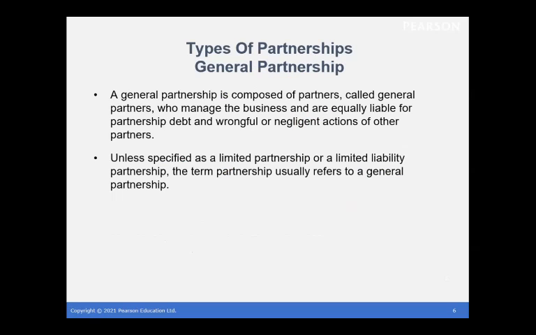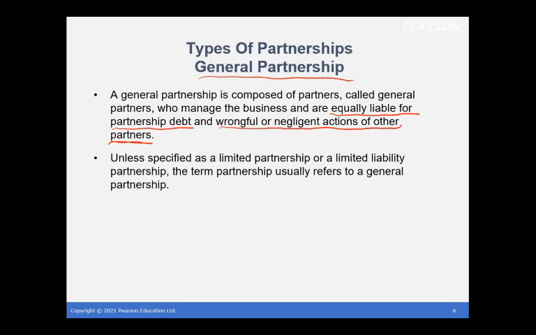Now, there are different types of partnerships. So the first one we're going to talk about is the general partnership. A general partnership is composed of partners. Those partners are called general partners. They manage the business, and they are equally liable for partnership debt as well as wrongful or negligent actions of the other partners.